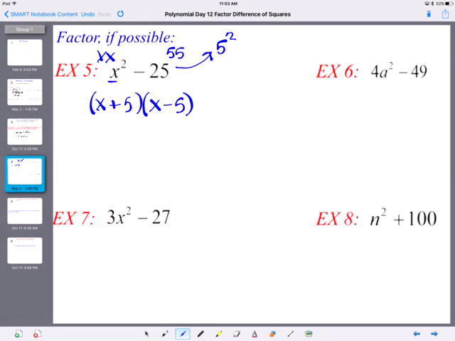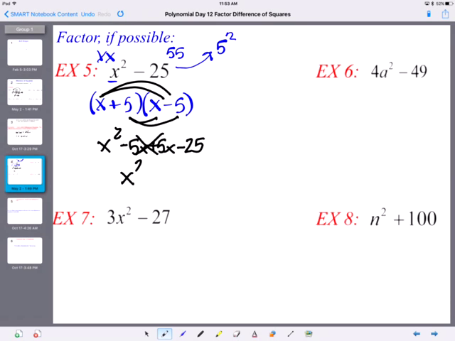If you distribute this back out, you can see that x times x is x squared, x times negative 5 is negative 5x, 5 times x is positive 5x, and 5 times negative 5 is negative 25. Our center terms cancel out, and we're left with x squared minus 25. So we did, in fact, factor that correctly.